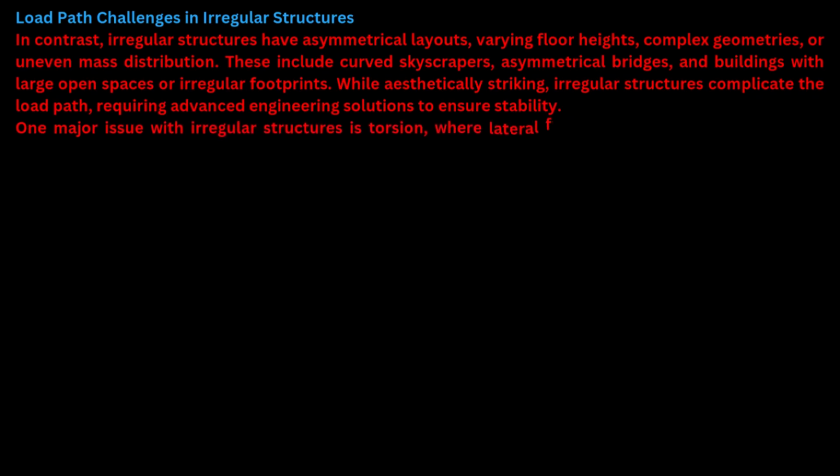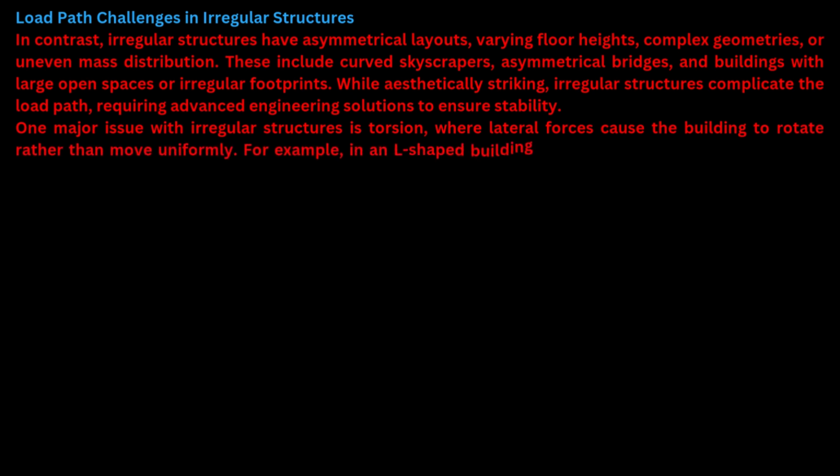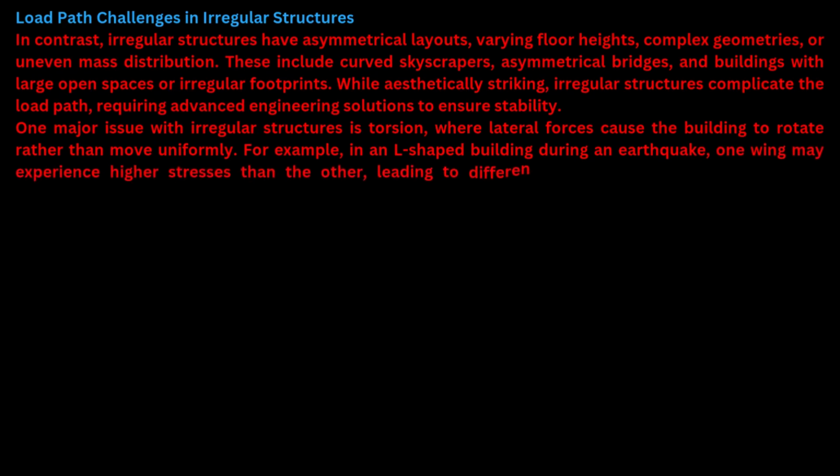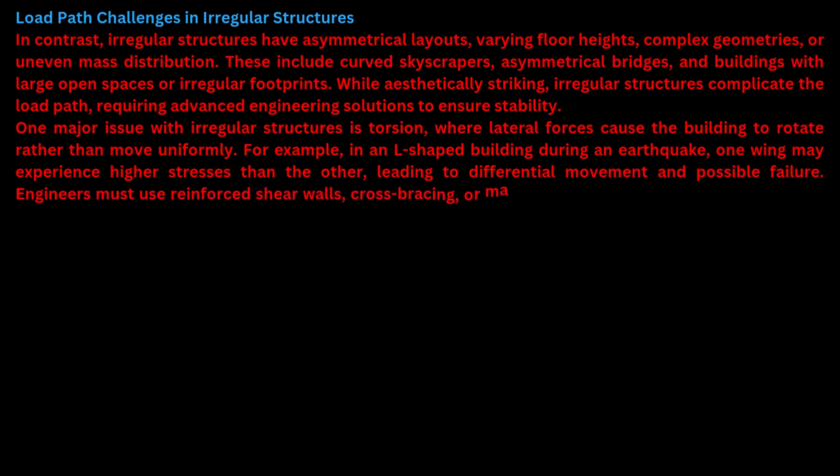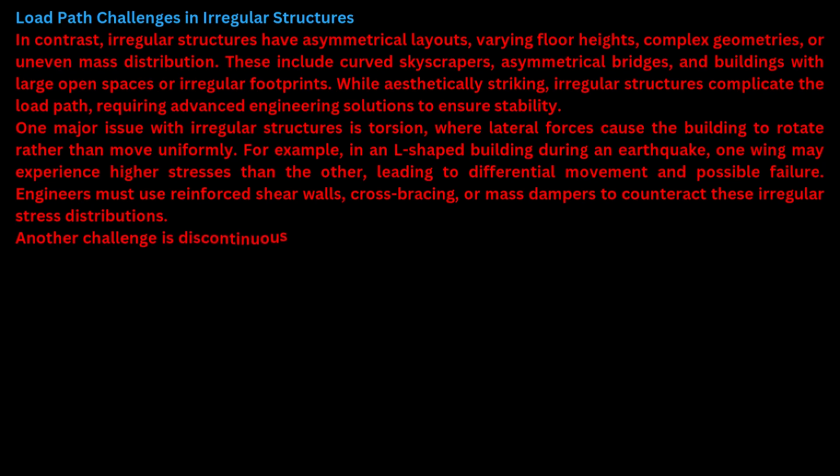One major issue with irregular structures is torsion, where lateral forces cause the building to rotate rather than move uniformly. For example, in an L-shaped building during an earthquake, one wing may experience higher stresses than the other, leading to differential movement and possible failure. Engineers must use reinforced shear walls, cross-bracing, or mass dampers to counteract these irregular stress distributions.